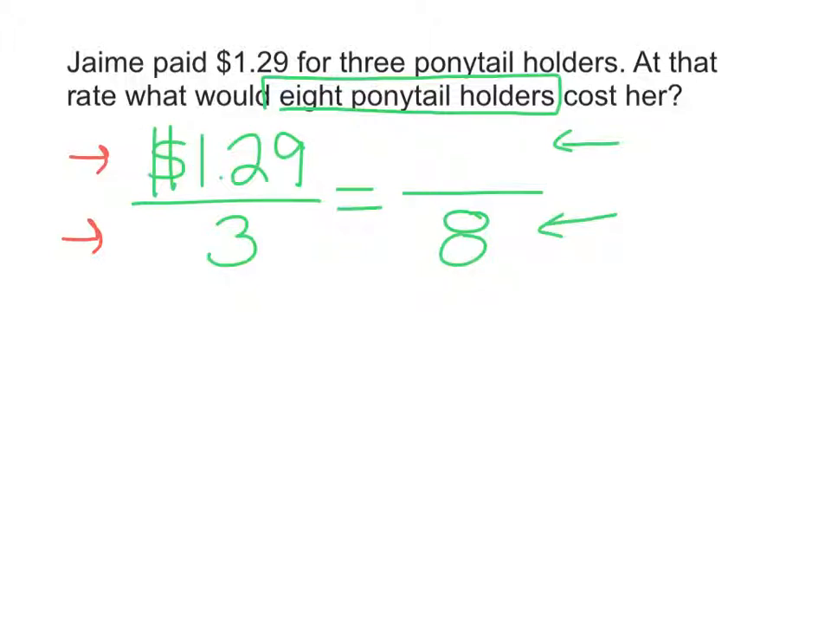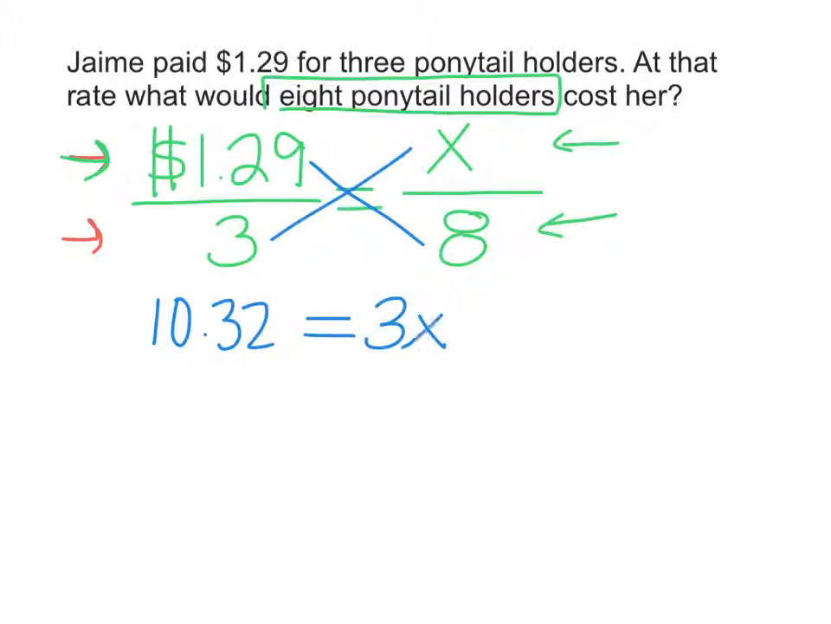And then it says, what would 8 ponytail holders cost her? So our unknown is the cost, which is x, which needs to go across from the cost on the top here. All right, so now we're going to solve this the same way we did the other ones. We're going to do the cross products. $1.29 times 8 equals 10.32. And then we have to do 3 times x, which is 3x.